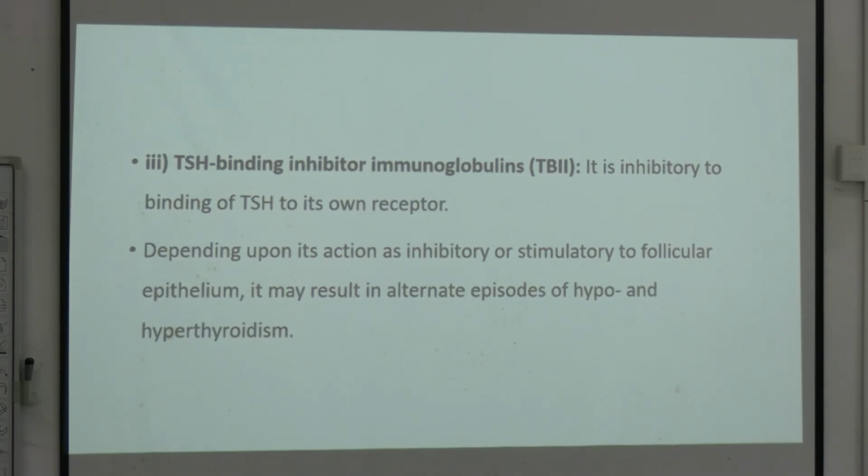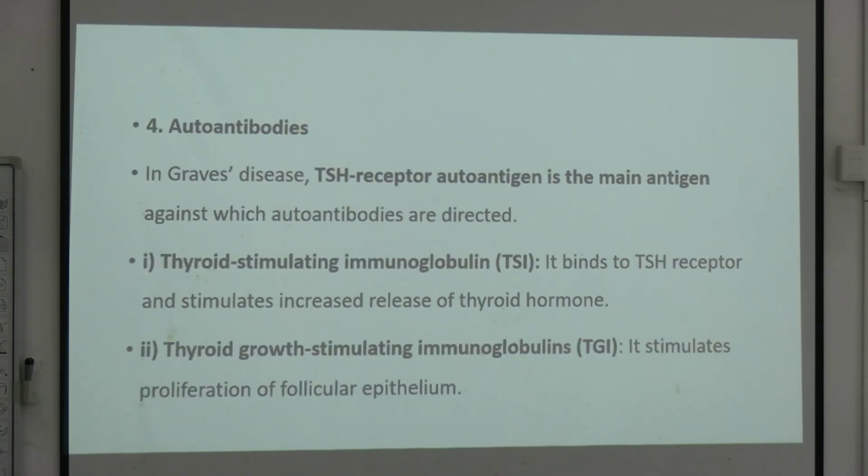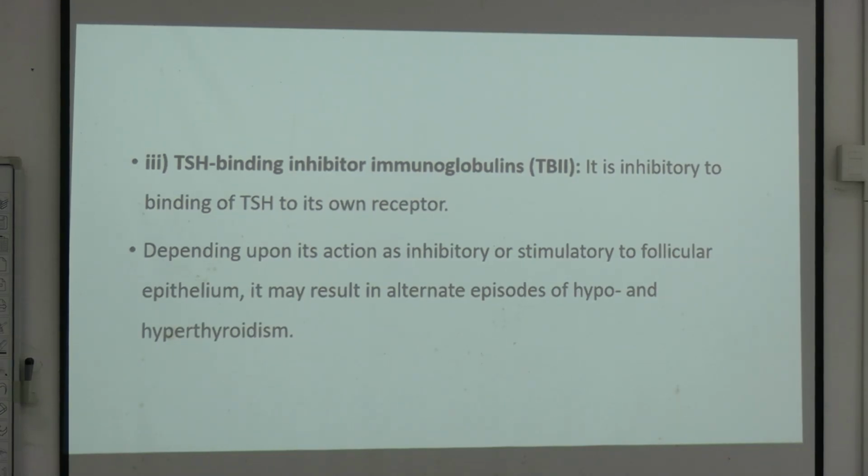Depending upon its action as inhibitory or stimulatory to follicular epithelium, it may result in alternate episodes of hypo and hyperthyroidism. So these three are important: thyroid stimulating immunoglobulin, thyroid growth stimulating immunoglobulin, and TSH binding inhibitor immunoglobulin. Just remember the three names.